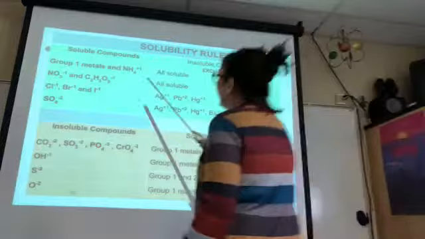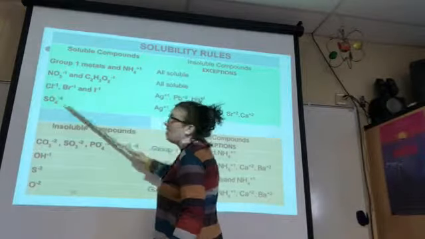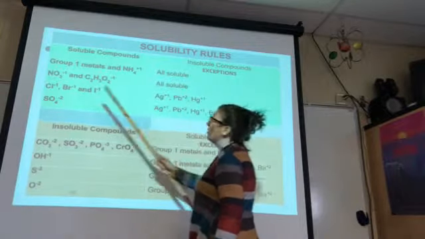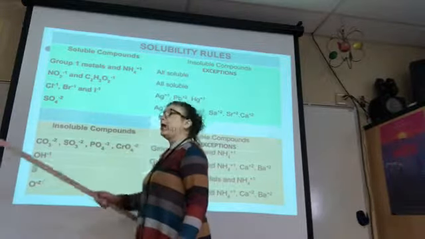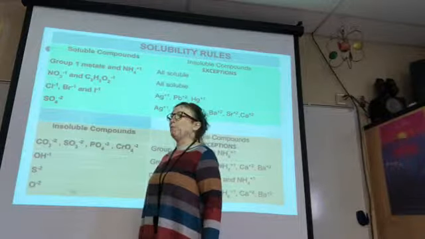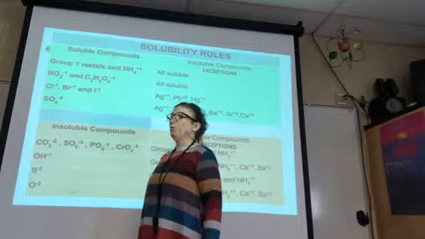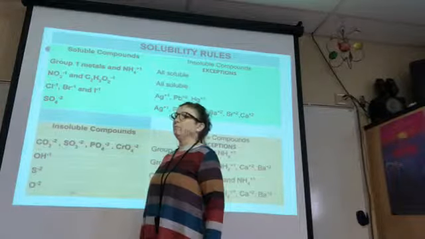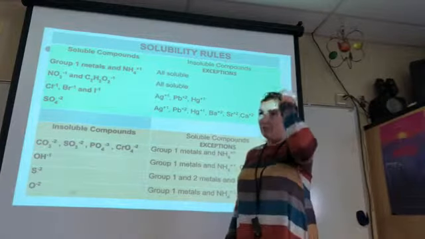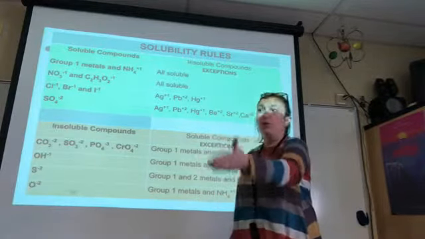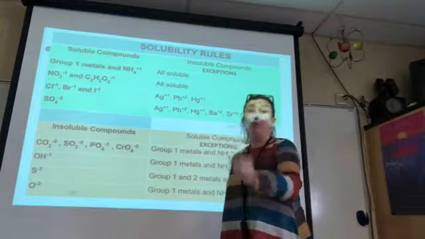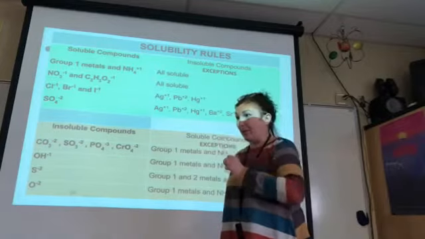So all of these are soluble except these. So all group 1 metals. Griffin, will you show us what the group 1 metals are on the periodic table behind you? Stand up and show us the group 1 metals. Any metal in that group will always dissolve in water, no matter what anion it's with.